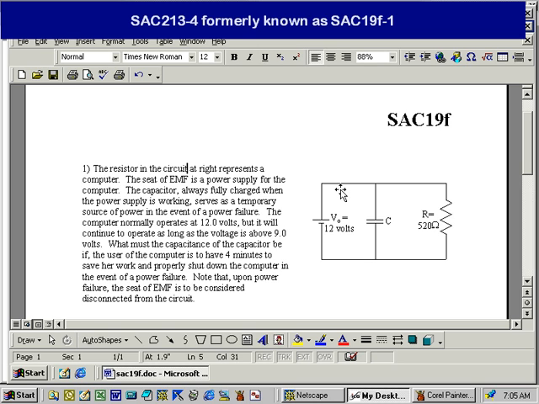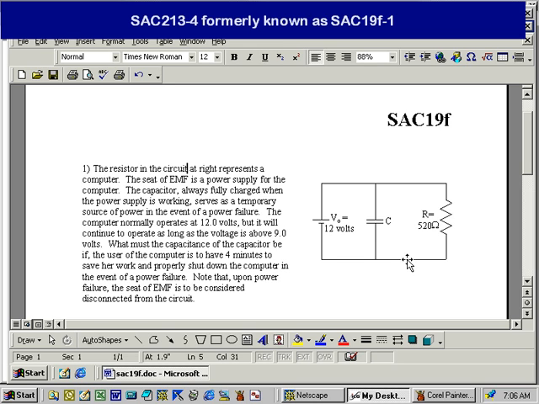At what I'll call time zero, the 12-volt power supply fails. Think of that as disappearing. At which point, of course, the voltage across the capacitor is 12 volts, V0, because up until that instant, its terminals represent the same point, electrically speaking, as the terminals of the seat of EMF. From time zero on, the capacitor discharges through the computer, our resistor in this circuit.